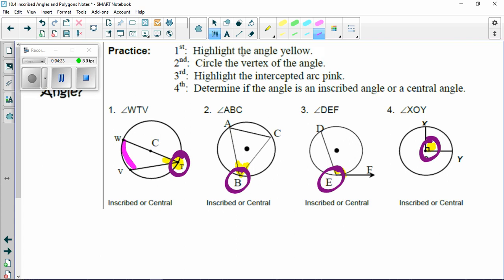Notice this, I should have done this here. What I should have done is traced out the sides of the angles yellow instead of coloring them in. So we'll do this real quick. We've highlighted those, and now you connect the ends. Those yellow ends, connect them with the pink. So these are all inscribed angles or central angles, one of the two.